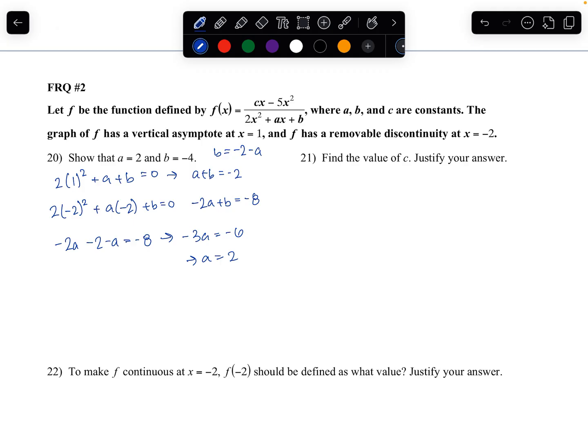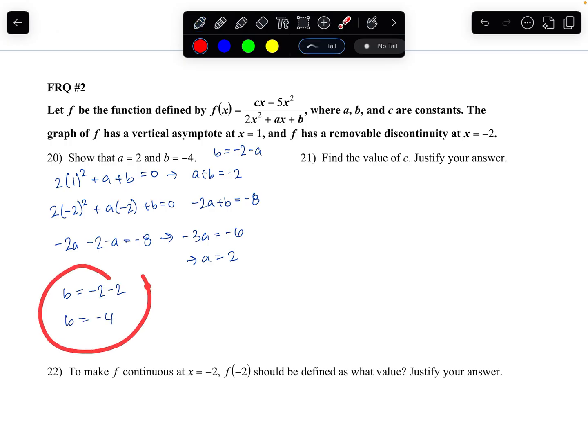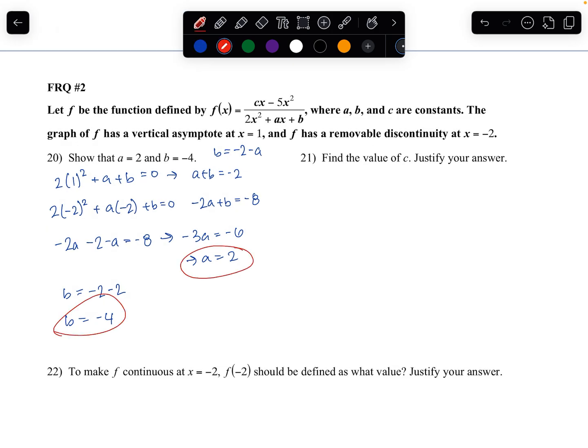Now we just have to show for b, but now that I know that a is equal to 2, I can plug that in right here. So b is equal to negative 2 minus 2, so that means b is equal to negative 4. And there we go. So we have b is equal to negative 4, a is equal to 2, and therefore this is the value of a, and that's the value of b. We've proved it, okay? All right.